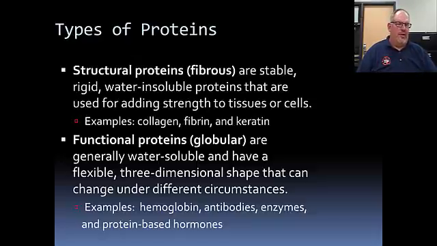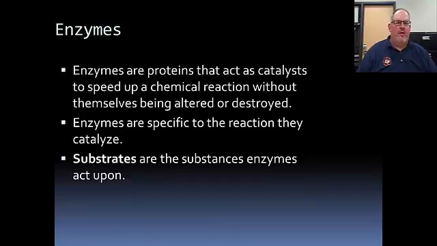Hemoglobin, which actually carries oxygen throughout the body in your red blood cells. These are examples of functional proteins, so they're more water soluble, and they're going to have a physiological function. So they're going to do something specifically. Enzymes a lot of times are proteins, and these are proteins that actually act as catalysts that help to speed up chemical reactions, or they make chemical reactions happen at a much lower temperature.